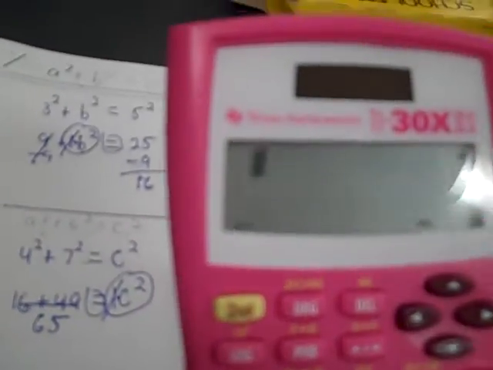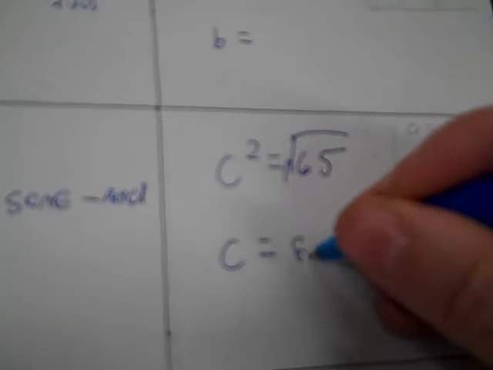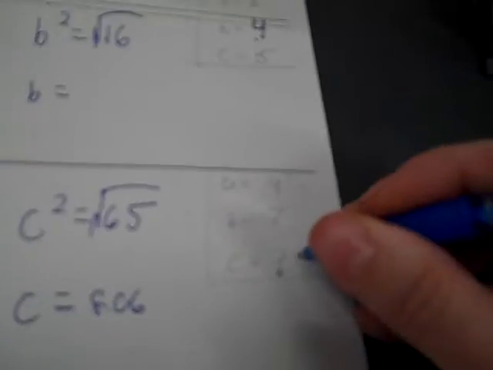Second, go fourth key up. What number times itself is 65? Well, it's a decimal. It's 8.06. Okay. One thing, your c should always be the highest number you get. Okay. And if it's not, something's wrong.